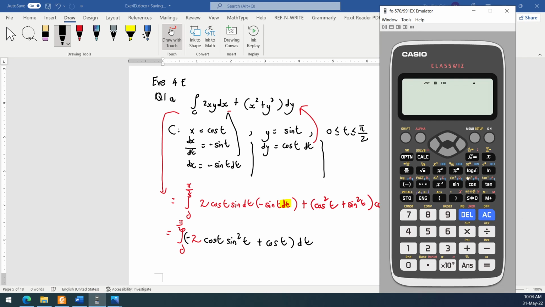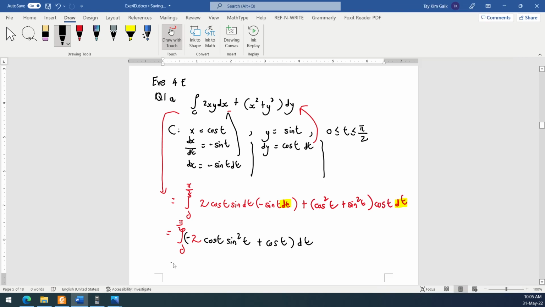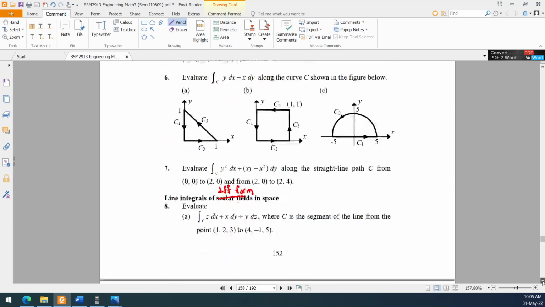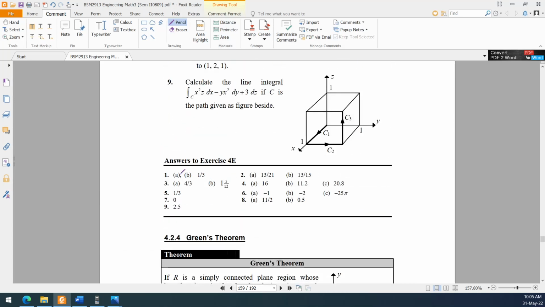Just make sure you input correctly. Because I have two terms, to be safe I put open and close brackets. So negative 2 cos, and then sin squared, with another bracket for sin, close the sin squared, add up with cos, close. t from 0 to pi over 2. Okay, I get the answer 1/3. Question 1A, answers A and B: 1/3.